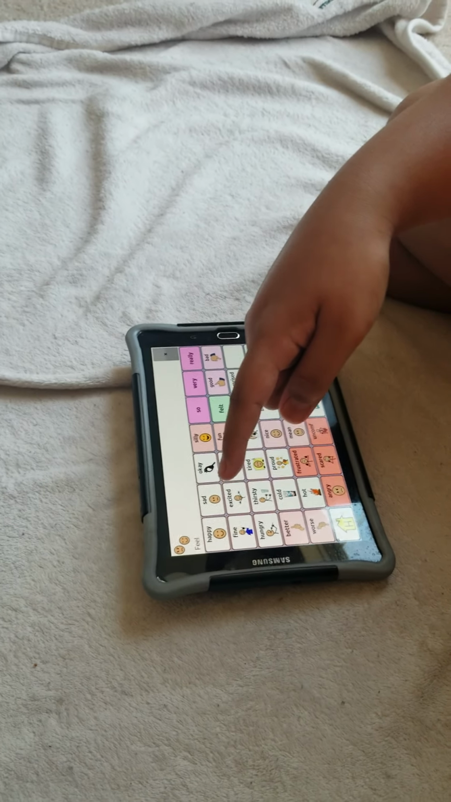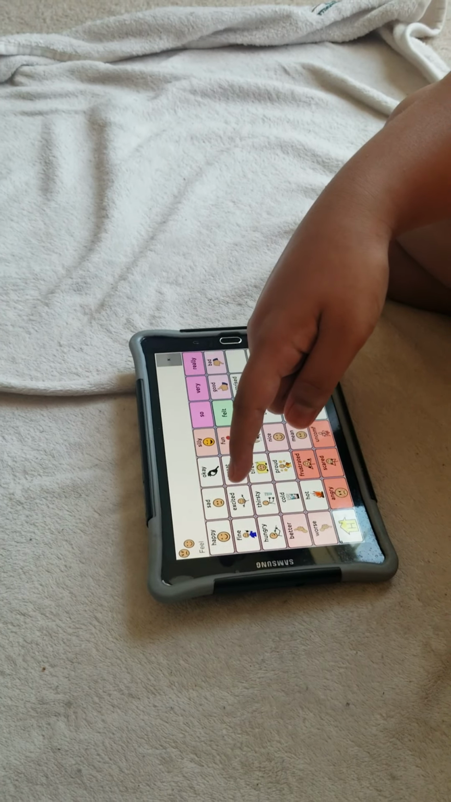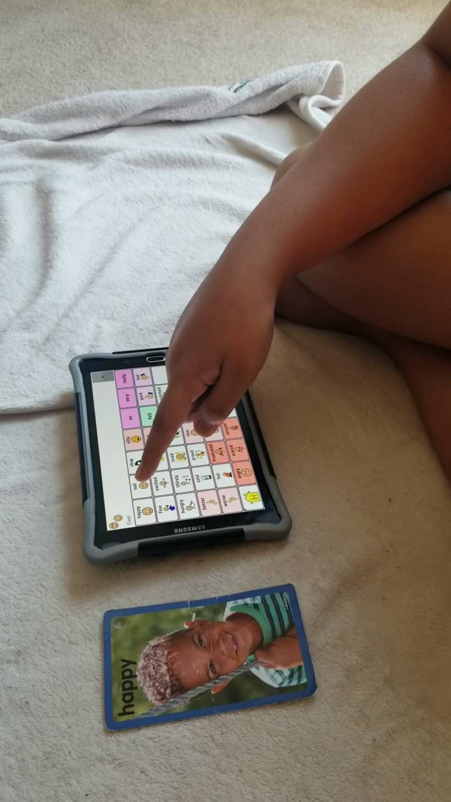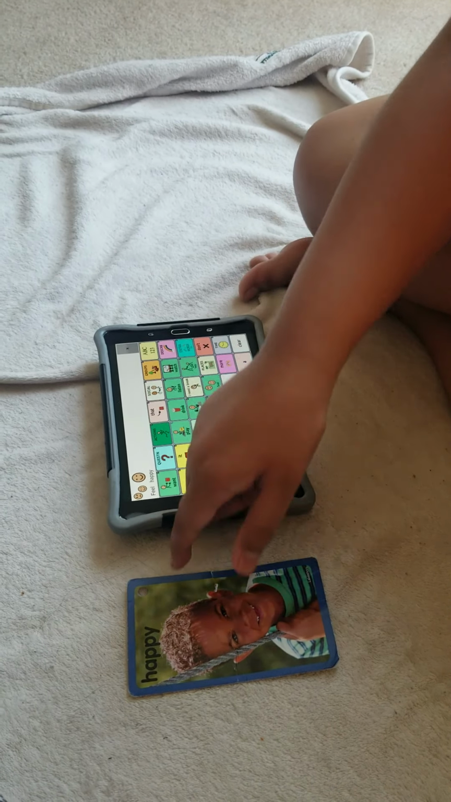What do you think the kid is feeling on this card? What do you see? Is he happy or sad? Happy. Happy. Good job, Keshav.